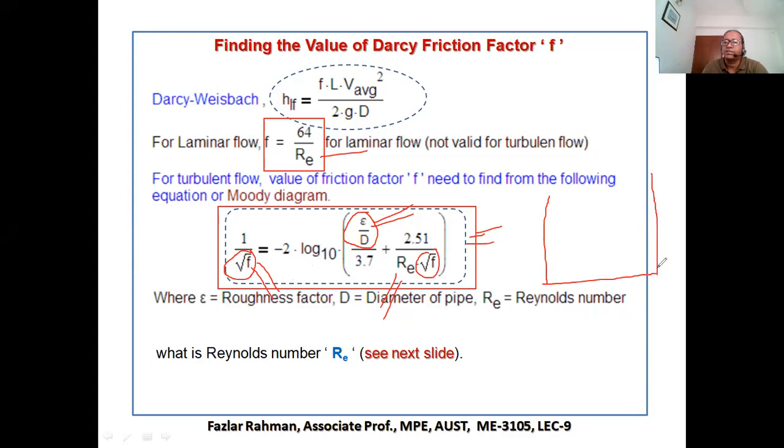It has three axes. Along the horizontal axis, it has the Reynolds number. Say along the vertical axis.